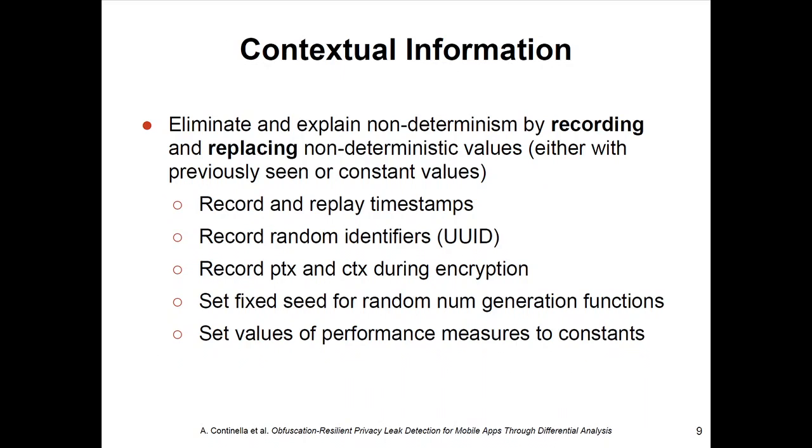To handle this non-determinism, we leverage what we call contextual information. In practice, we instrumented the environment in which we run the application in order to be able to record and replace non-deterministic values that are generated at runtime. Specifically, we record timestamps generated during the first run, and then we are able to replay these values during further runs. We also record random identifiers and plaintext and ciphertext during encryption, so in this way we are able to map the ciphertext back to the plaintext. We also set a fixed seed for all the random number generation functions. And we set values of performance measures, for example, the available storage, to constants.